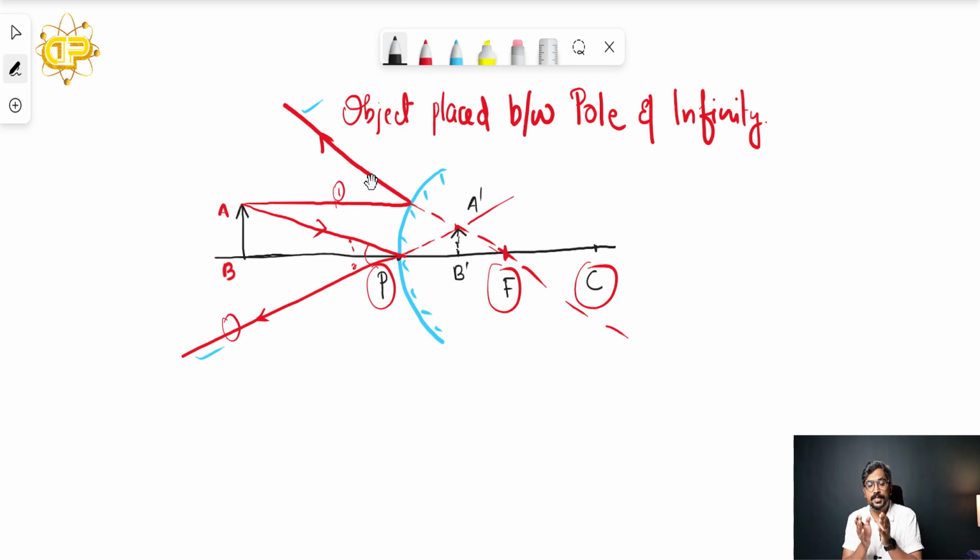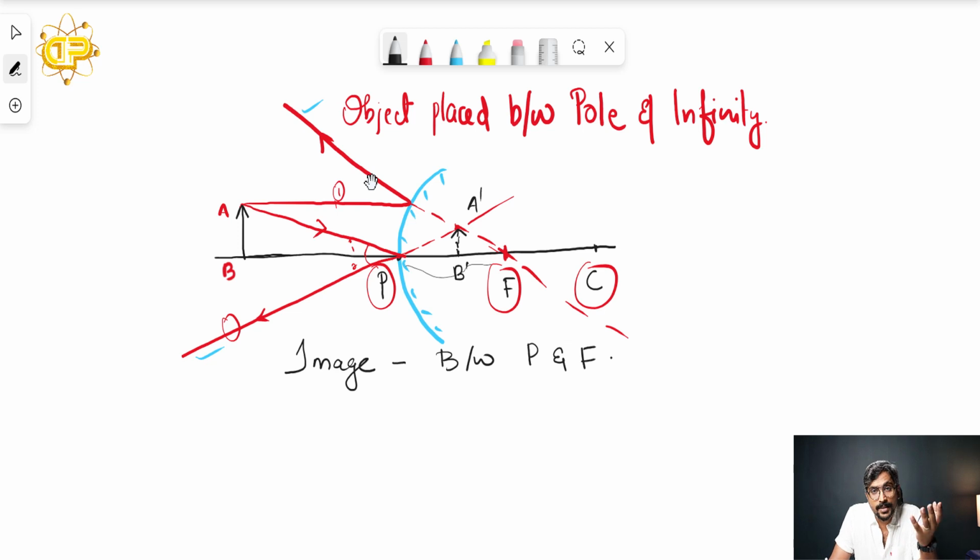That means the image is formed somewhere between the principal focus and the pole. So if you are keeping the object anywhere between infinity and pole, then definitely you will get the image somewhere between the principal focus and the pole. Whichever position you choose, the condition will be like this. Between these two points, you will get the image. So the various properties are, the image is formed between P and F.